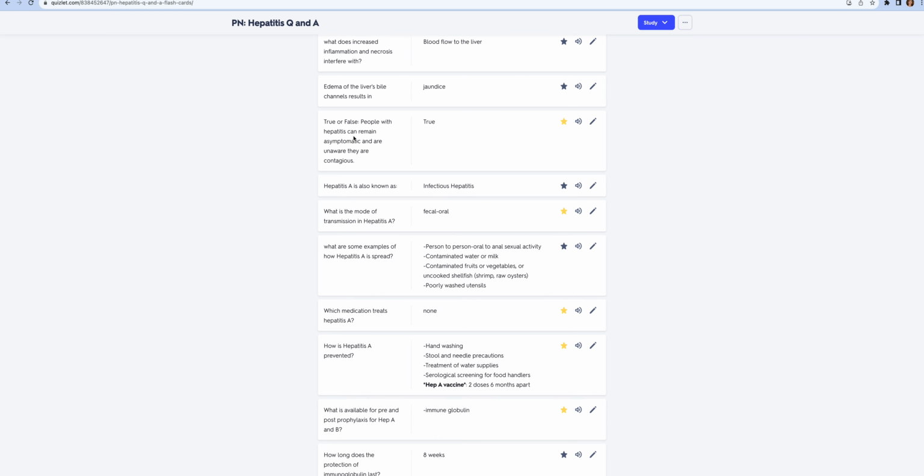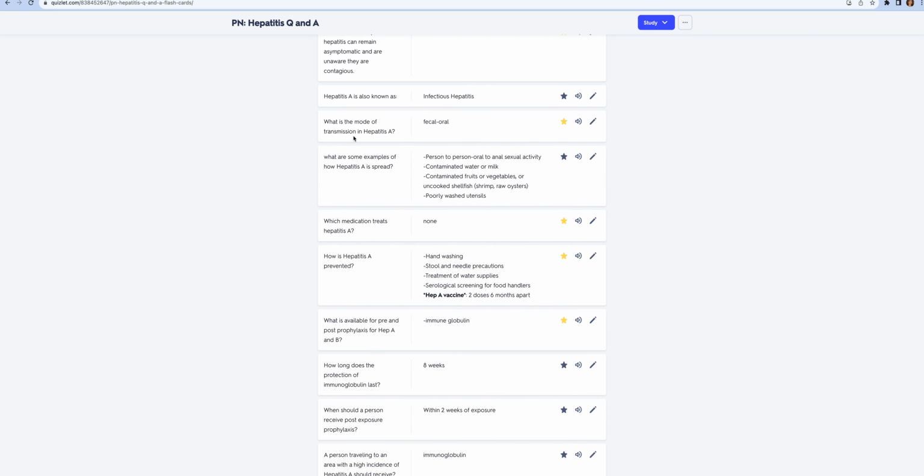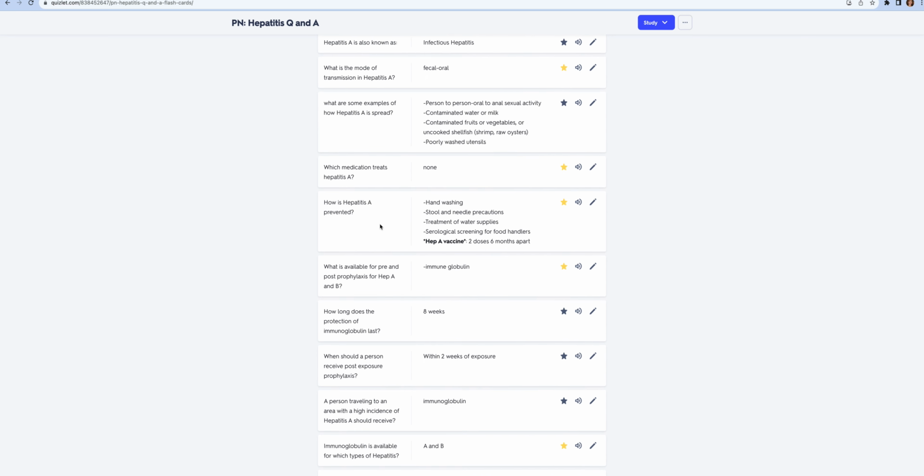Okay? And here are some examples. Person to person, oral to anal activity, contaminated water or milk, uncooked shellfish, and also contaminated fruits and vegetables if somebody is traveling. There's no medication that treats Hep A. Hep A is self-limiting. Sometimes people think they just have the flu.